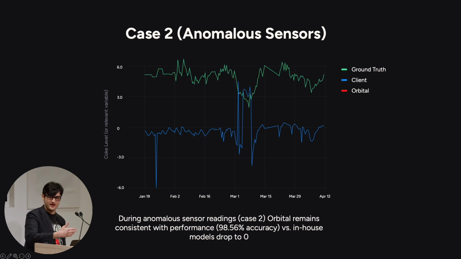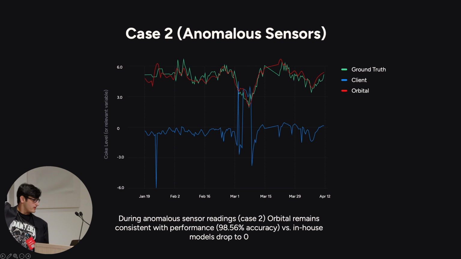You can only do that once you're grounded by physics. And because of that, even when the sensors were giving anomalous results, Orbital maintained its prediction close to the ground truth. Can you see that red line? You all can, right? That's the Orbital prediction.